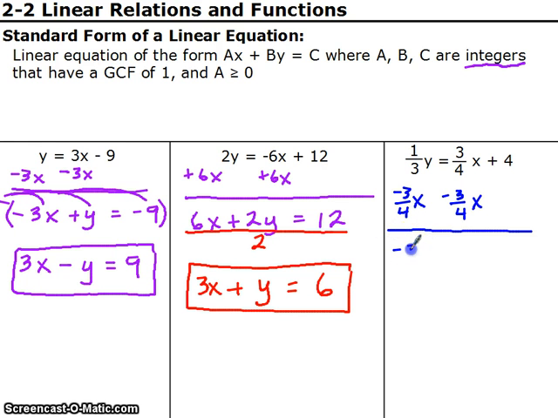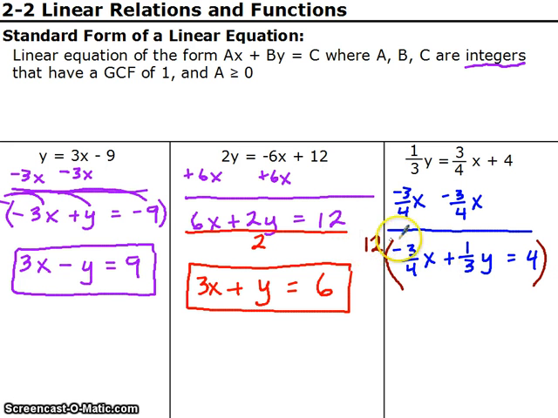All right, so I've got negative 3/4 x plus 1/3 y equals 4. Are they all integers? No. When fractions are not integers, we have to get rid of our fractions on this one. So I want to multiply through by the least common denominator, by one single number that's going to cancel out both a 4 and a 3. In this case, that number is 12.